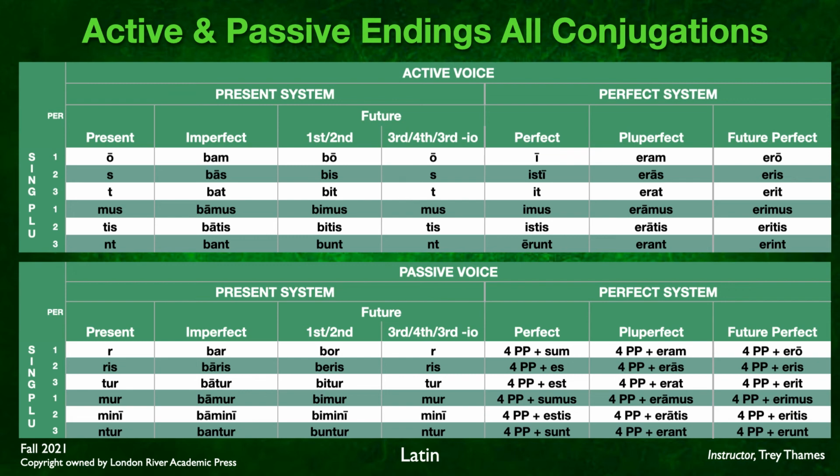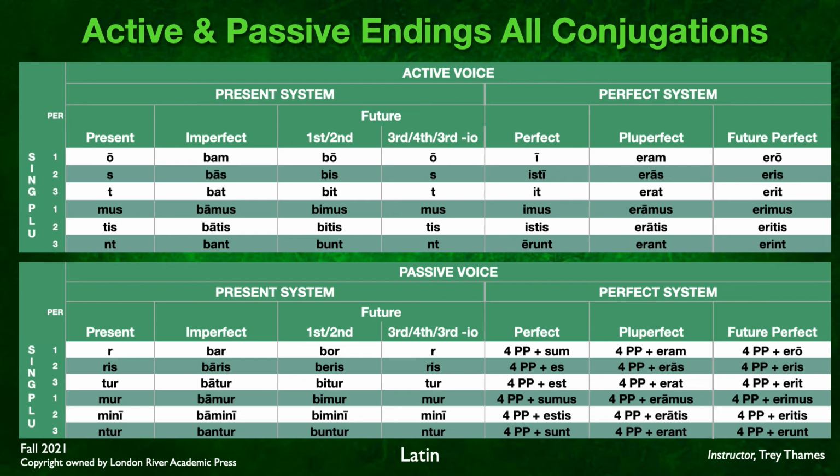Back down to the passive voice, which we've just got through learning. Present tense, all conjugations: -or, -ris, -tur, -mur, -mini, -ntur. Imperfect: -bar, -baris, -batur, -bamur, -bamini, -bantur. Now again, two columns for future. You've got first and second: -bor, -beris, -bitur, -bimur, -bimini, -buntur. Third, fourth, and third -io use the present endings: -ar, -eris, -etur, -emur, -emini, -entur.